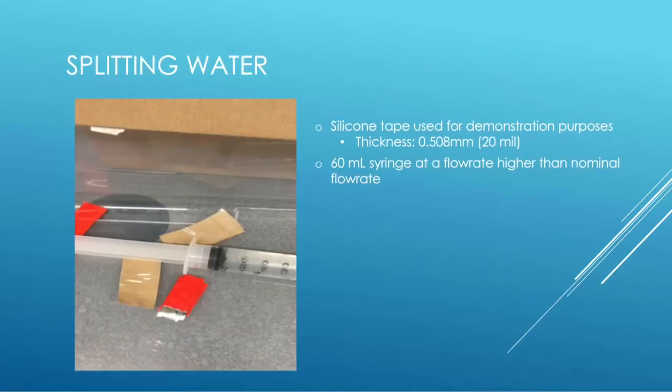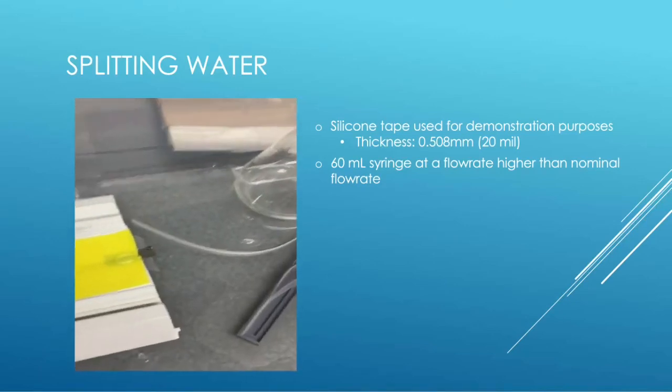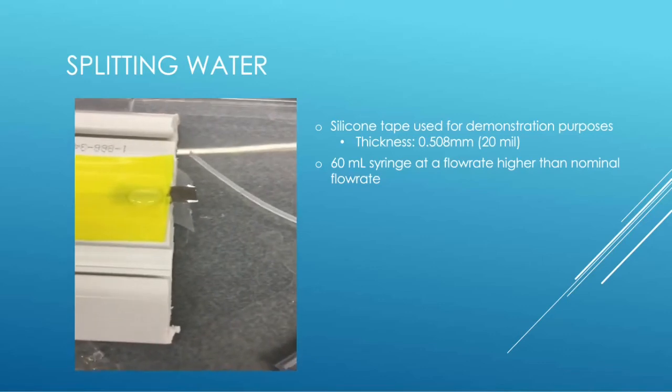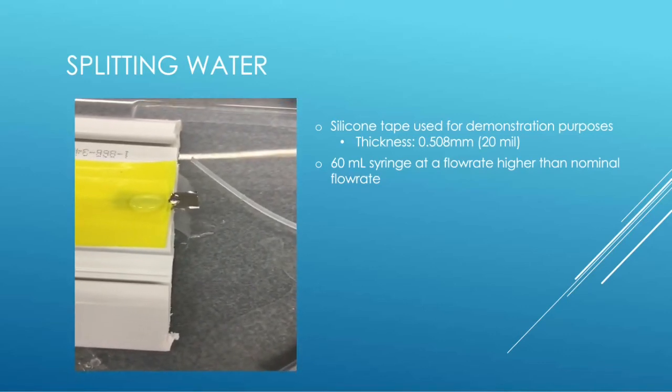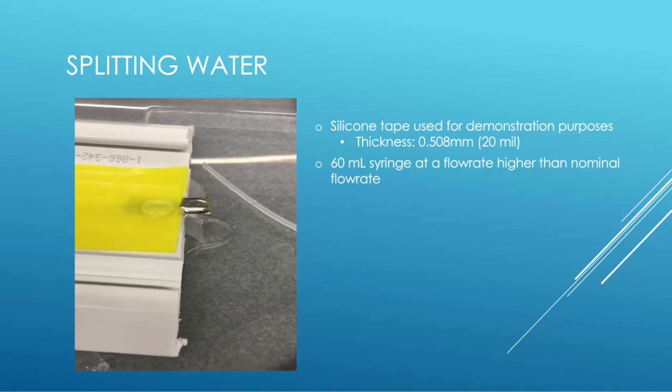Now this is getting into actually splitting the water. The silicone tapes that were used for this experiment had a thickness of 20 mil, or 20 thousandths of an inch, or 0.508 millimeters. A 60 milliliter syringe at a flow rate higher than the nominal flow rate was used. This is to get that water all the way through. In the adjacent video, you'll see the water flow through the microchannel, and if you look at the bottom, you'll see the water start to flow out, as well as on the top. This is the microchannel actively splitting the water as it flows through.